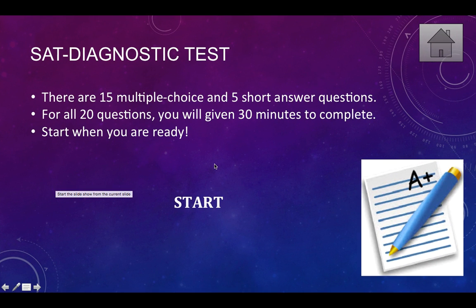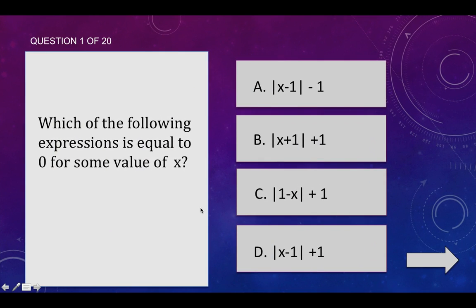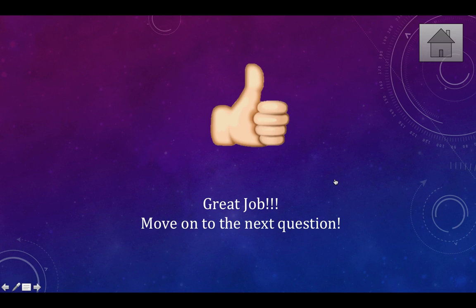So this is the SAT diagnostic test main page. As I said earlier, there are 15 multiple choice and 5 short answer questions. They can start by clicking this button whenever they feel ready. So the first question is a multiple choice. They can click any of these choices after solving it out. So I'll just click choice A and I got it right.